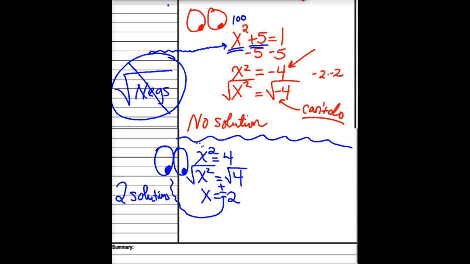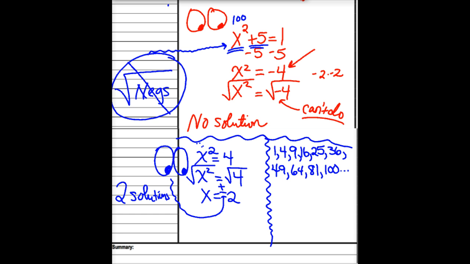So now let's talk about numbers you should know the square root of. 1 times 1 is 1. 2 times 2 is 4. 3 times 3 is 9. 4 times 4 is 16. 5 times 5 is 25. 6 times 6 is 36. 7 times 7 is 49. 8 times 8 is 64. 9 times 9 is 81, and 10 times 10 is 100. Those are what we call the first 10 perfect squares.